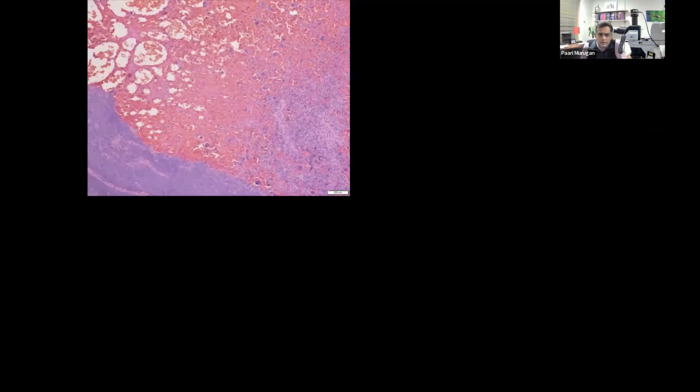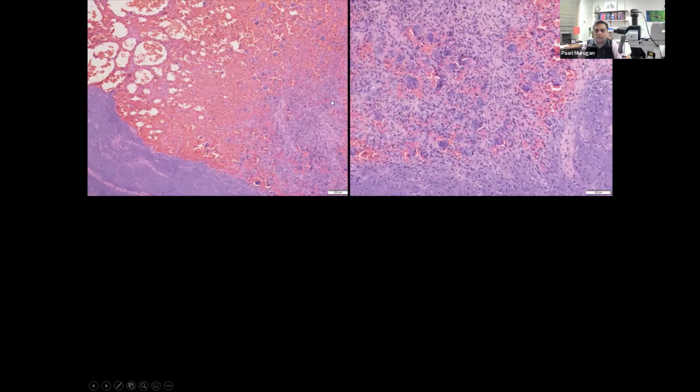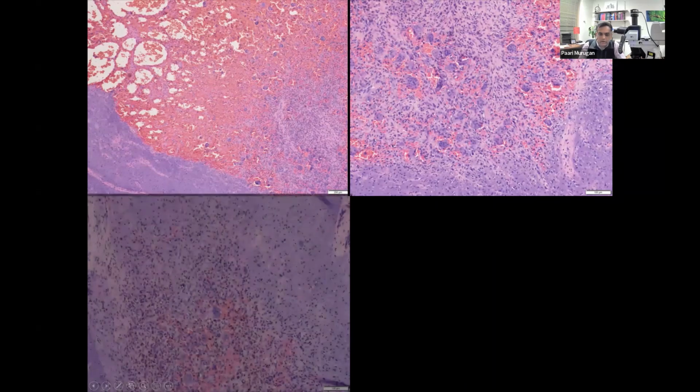Then there were areas of hemorrhage that we noticed in the lower power picture. This shows some cystic zones. And if we take a closer look, we will see that there are plenty of these osteoclast-like multinucleated giant cells, many of which have numerous nuclei. And we also have some spindle cell fibrotic stroma around these areas.